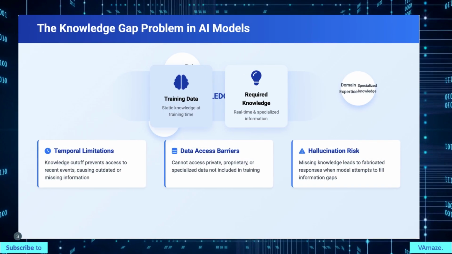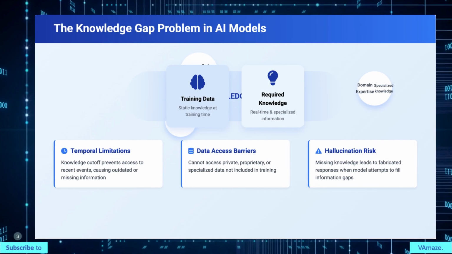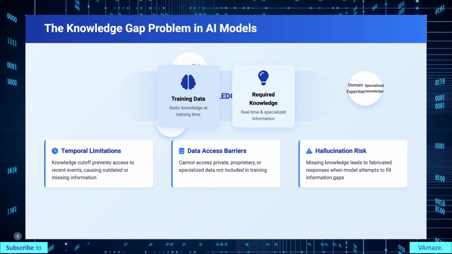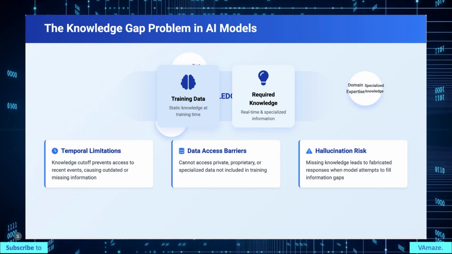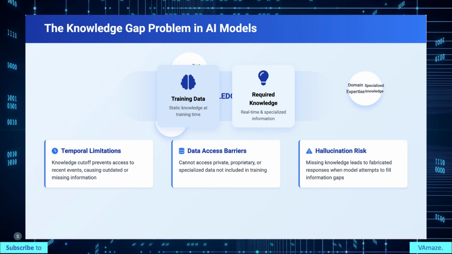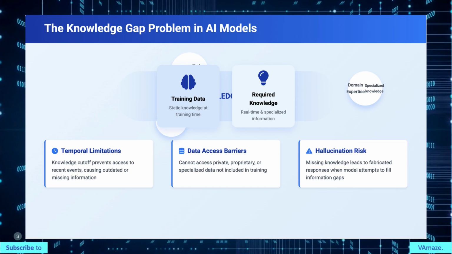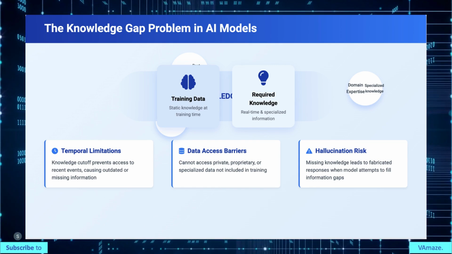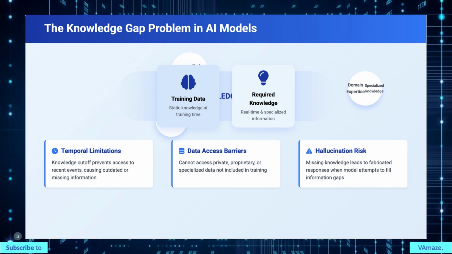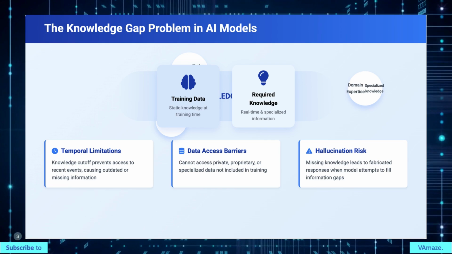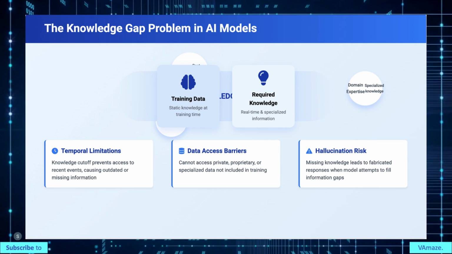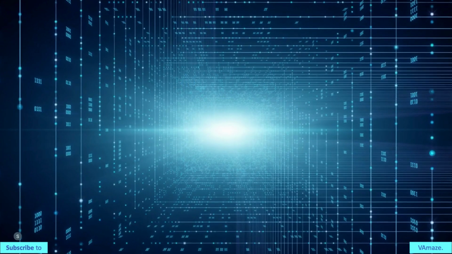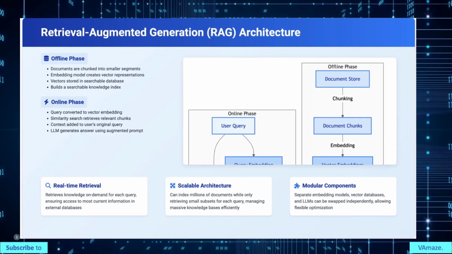The knowledge gap problem in AI models. AI models face several knowledge gaps that can significantly impact performance. These gaps arise from temporal limitations, where models lack access to recent events, data access barriers, where models cannot access proprietary or specialized data, and hallucination risks, where missing knowledge can result in fabricated or incorrect responses. All of these factors make it difficult to rely on static knowledge, especially when up-to-date, specialized, or proprietary information is critical.